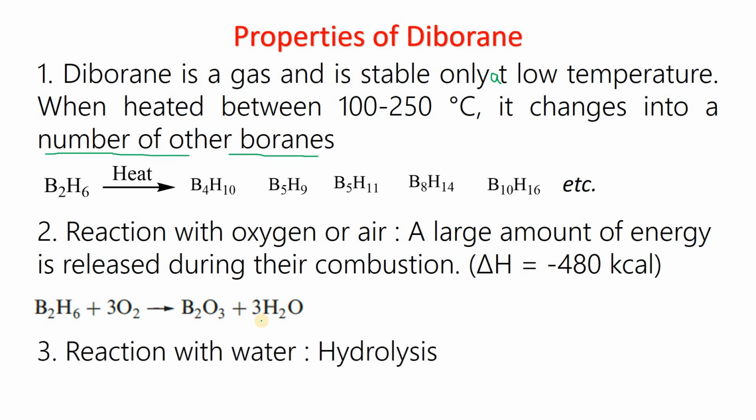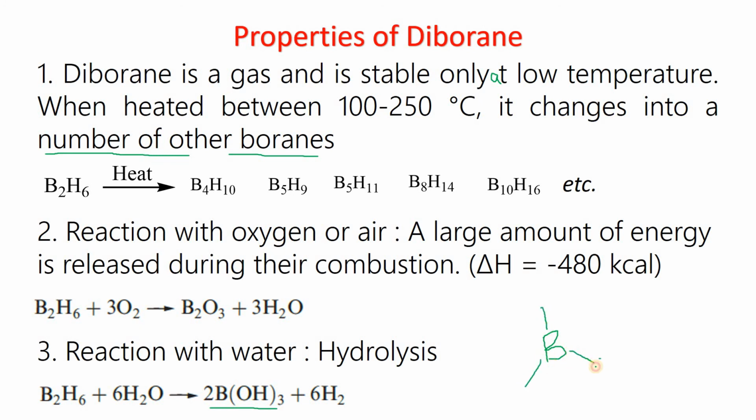Then reaction with water, hydrolysis. When B2H6 reacts with water, it hydrolyzes into boric acid and hydrogen gas. Boric acid, as we know, is a weak acid. The structure of boric acid is like this. The central boron is sp2 hybridized, and structure is like this, OH.